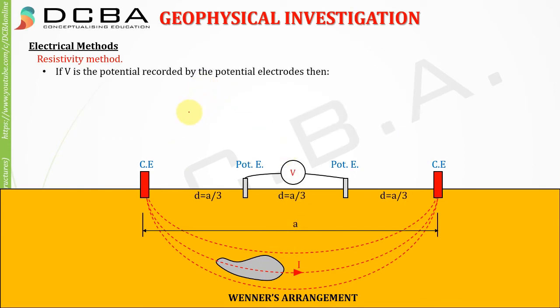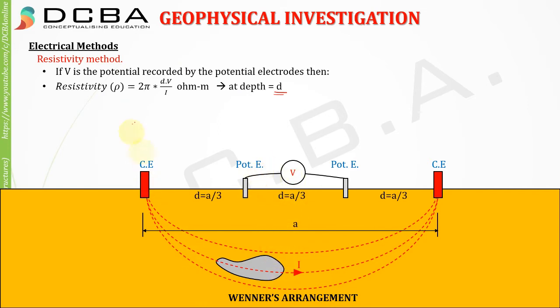If V is the potential recorded by the potential electrodes, then resistivity rho is given as 2 pi d V upon I ohm meter, and the resistivity found using this formula is at depth d. So d is again equal to a by 3. So the resistivity that you get from this formula will be the one at a distance of a by 3 from the top.